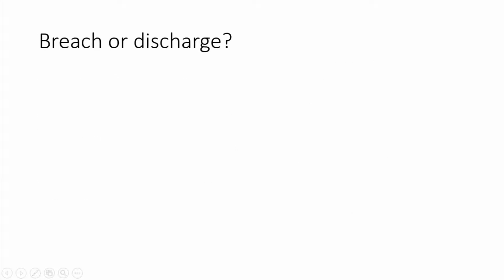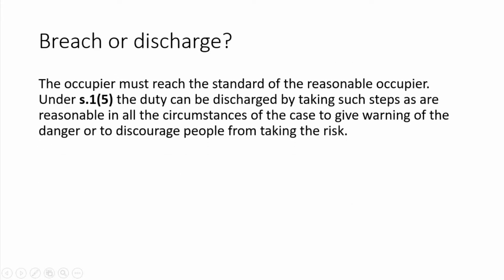Once you've considered whether there is a duty at all, and as you can see that is where most of the marks are, the duty itself is in section 1.4 and is to take such care as is reasonable in all the circumstances of the case to see that the trespasser does not suffer injury by reason of the danger concerned, and this is a lower duty than that owed under the 1957 Act. For breach, all you need to say is that the occupier must reach the standard of the reasonable occupier. You don't need to worry about the risk factors. Then you need to consider section 1.5. So everything you need is all in section 1 of the 1984 Act.